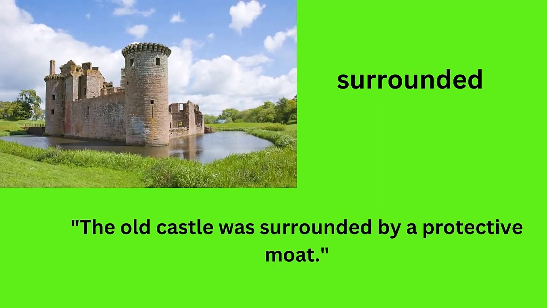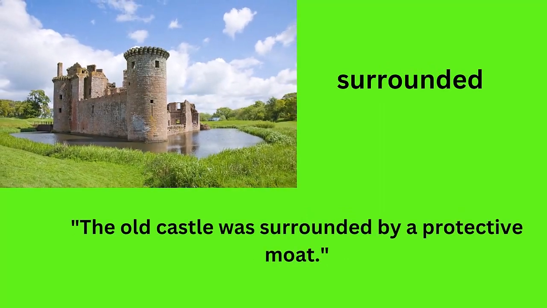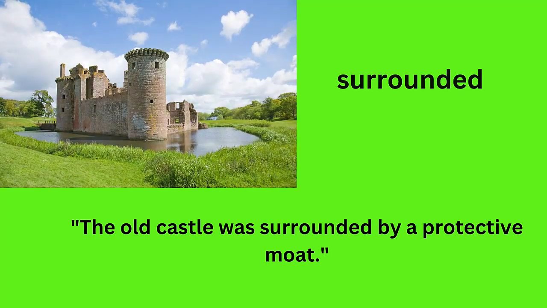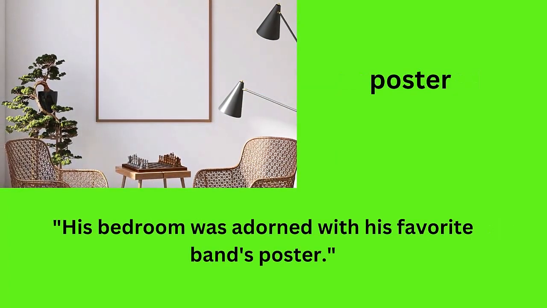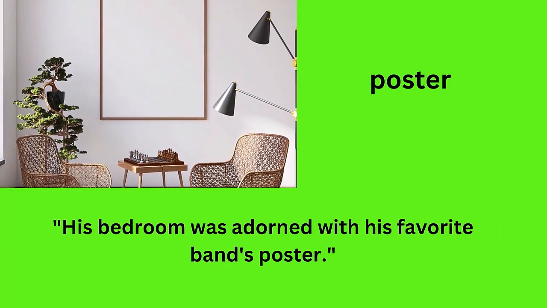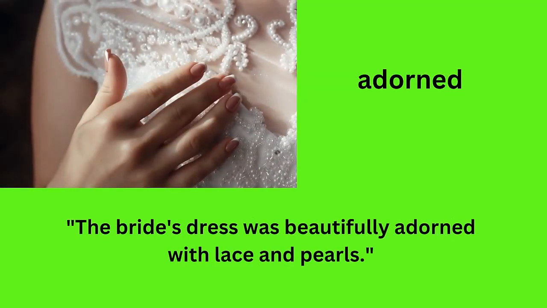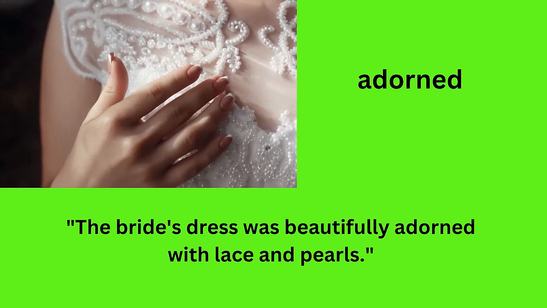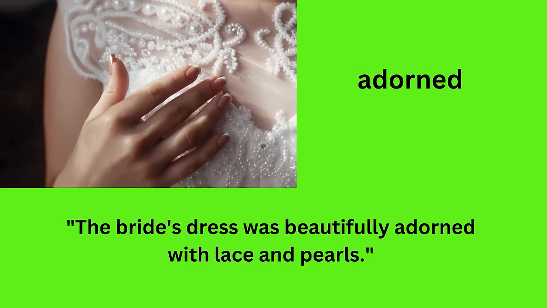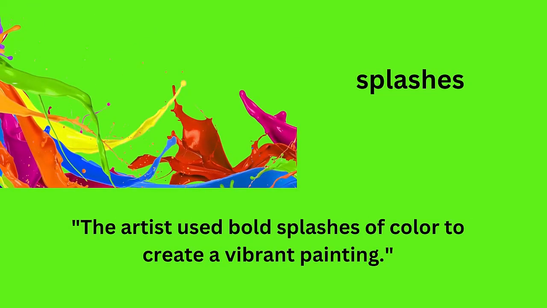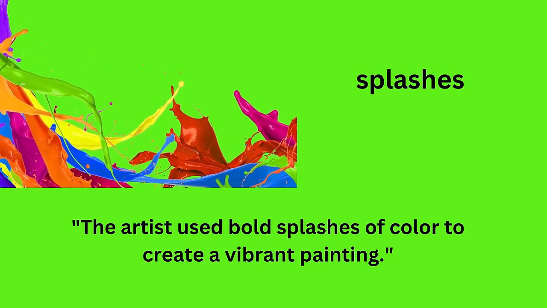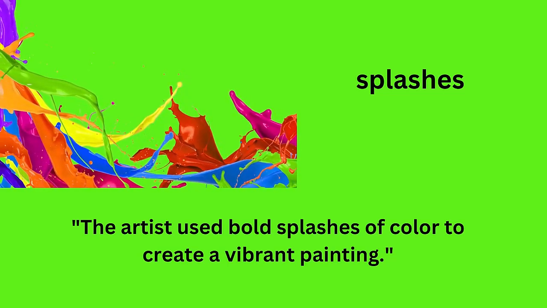Surrounded. The old castle was surrounded by a protective moat. Poster. His bedroom was adorned with his favorite band's poster. Adorned. The bride's dress was beautifully adorned with lace and pearls. Splashes. The artist used bold splashes of color to create a vibrant painting.